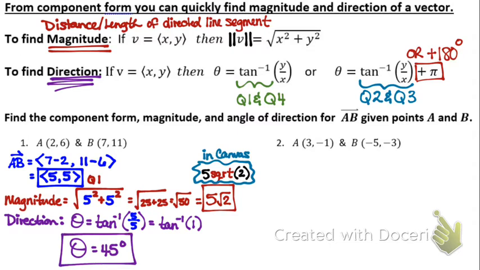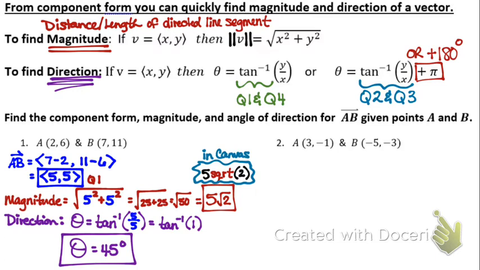I will warn you, most of the time it's not coming out to be a unit circle angle. Most of the time you're going to have to use your calculator and use the inverse tangent button. We got really lucky on this first example though. Let's do number 2 together, and then I'm going to set you guys loose on the last 2.